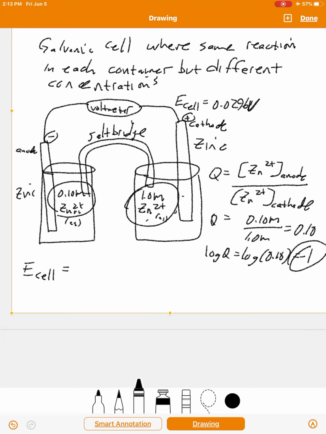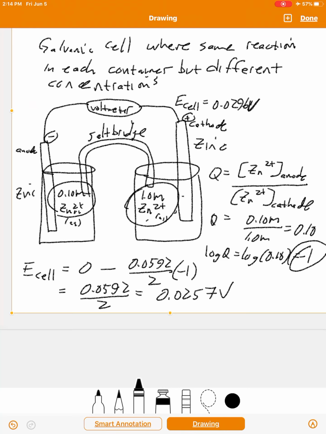All right? It's 0 minus 0.0592 over 2 times minus 1. Well, that's 0.0592 over 2, right? Minus a minus. So it's not real big. And usually these cell potentials in concentration cells are very small.